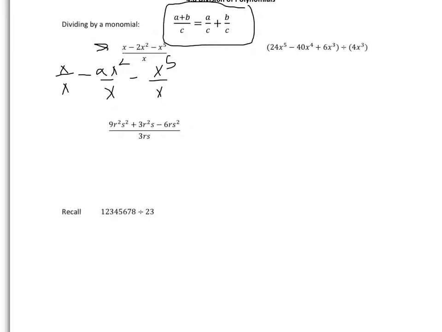Now x divided by x is just 1 minus. This takes care of one of these x's, so this is minus 2x. And then here, if we have x to the fifth divided by x, well, one of these x's takes care of one of those, leaving us with x to the fourth. So this is what we're looking for right there.